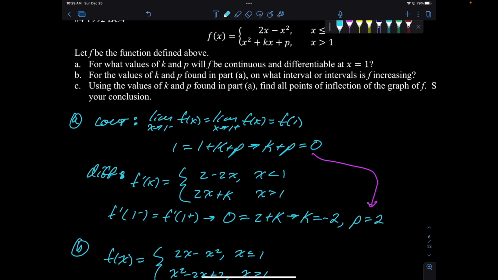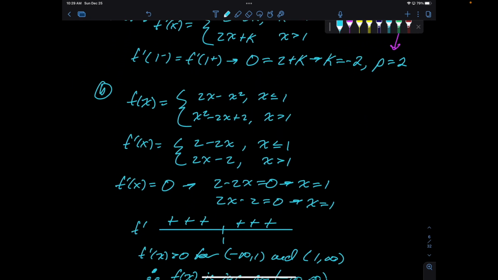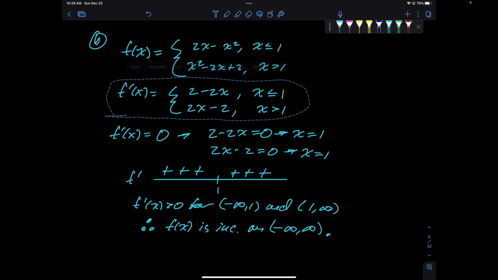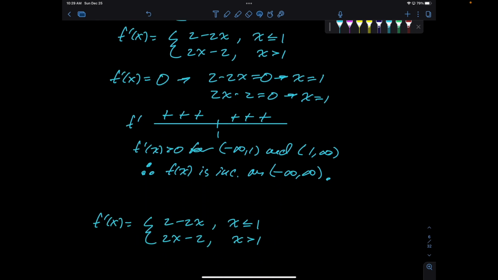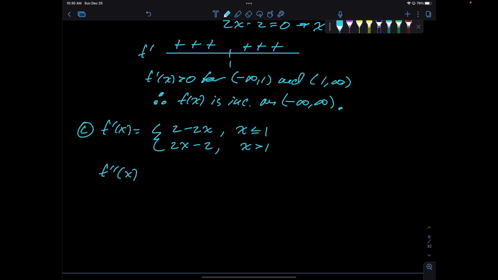Find all points of inflection of the graph. Support your conclusion. Okay, so I'm going to use this f prime to get f double prime. And then we're just looking for a sign change. How much space do I have? I have plenty of space. All right, f double prime is negative 2 when x is less than 1. Basically, when you find a derivative of a piecewise function, you drop the equality, and then you go back and maybe you can add it back in, assuming that from the left and the right, you get the same value. That's what I always do. So here's 2, x is greater than 1.